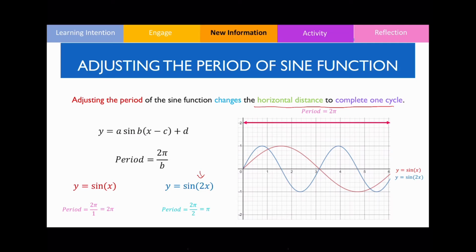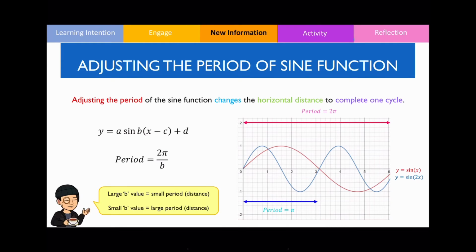So therefore, because this number is smaller than this number, this makes the distance to complete one cycle a lot shorter. So in this case, your period to graph sine 2x, which is represented by the blue graph, is a lot shorter, as you can see over here. It's basically half of the first one. So just remember, guys, whenever you see a large b value in front, this will have a smaller period, also a smaller horizontal distance, whereas a small b value will result in a larger period, which in this case means a larger horizontal distance.